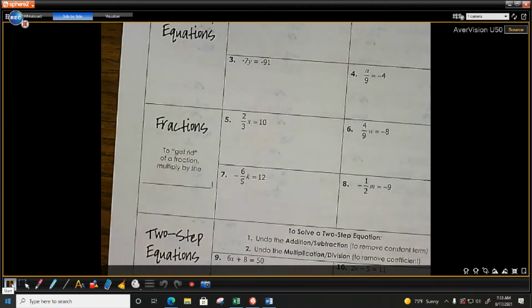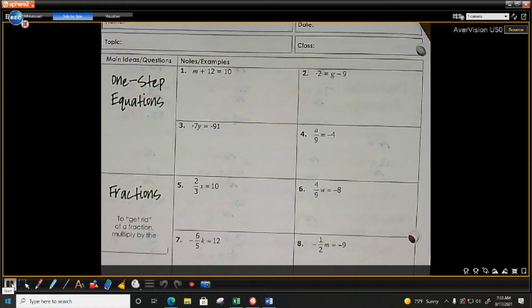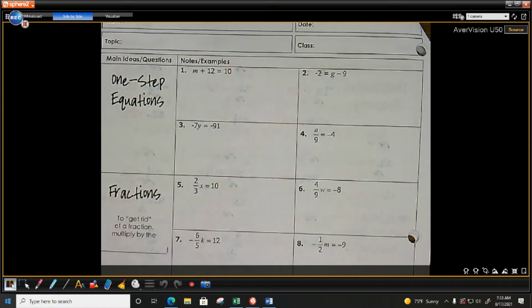Okay, so we're going to start with solving our one-step equations. What makes it a one-step equation? There's only one thing you have to do to get the variable by itself. Our goal when we are solving our equations is to get the variable by itself.